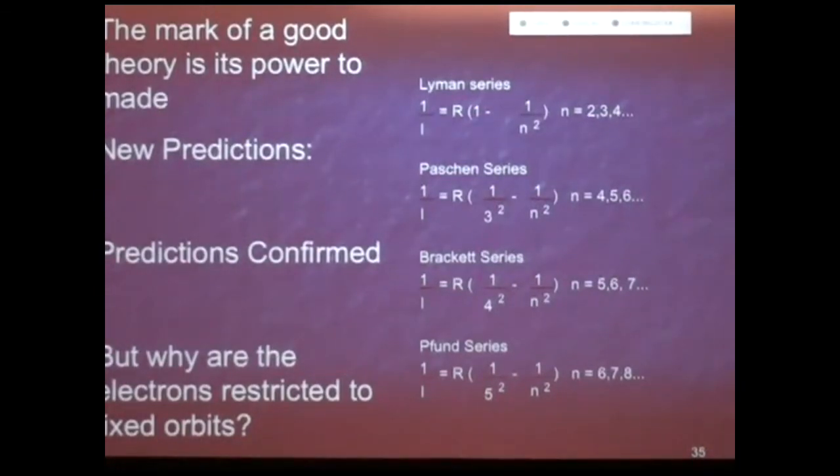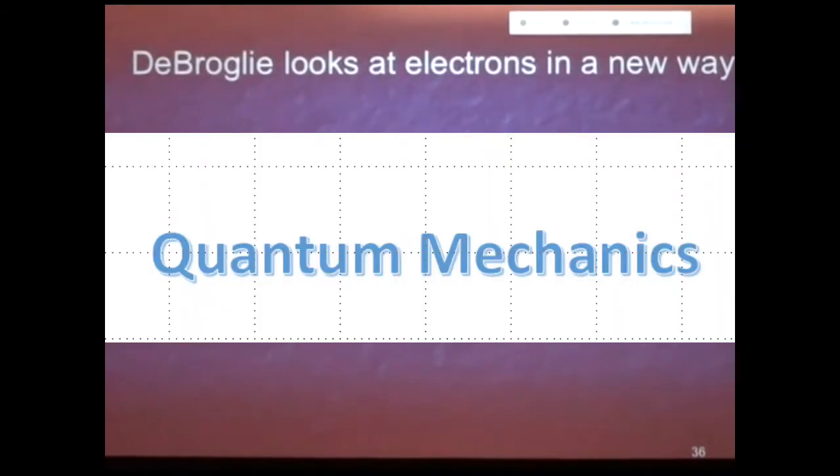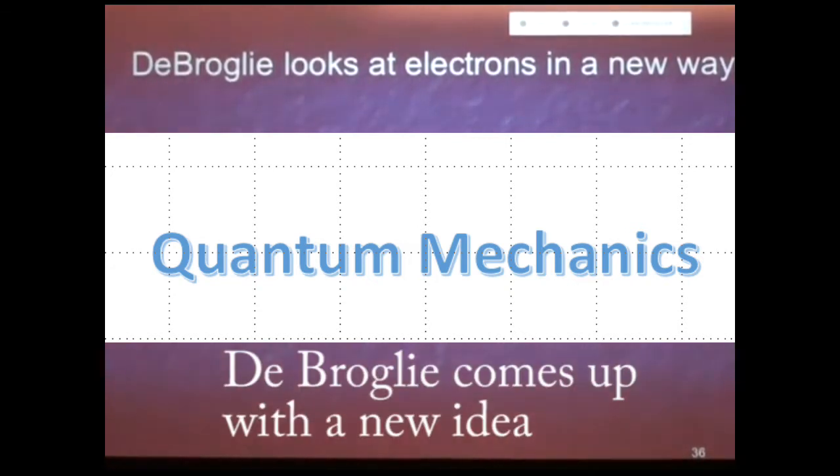Bohr is absolutely right. But why do the electrons always crawl on these fixed orbits? Why can't they just move around any way they feel like? That he could not explain. The explanation of why electrons can only move around in specific places is the basis of this fancy word, quantum mechanics. So now you're going to be introduced to quantum mechanics. In fact, most people learn relativity first and quantum mechanics second. You're going to learn quantum mechanics first and relativity second.